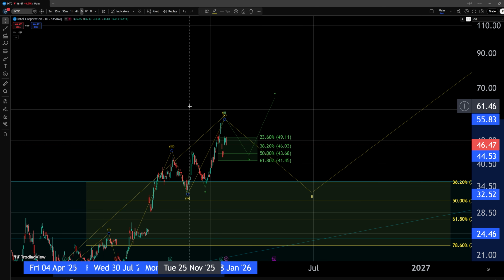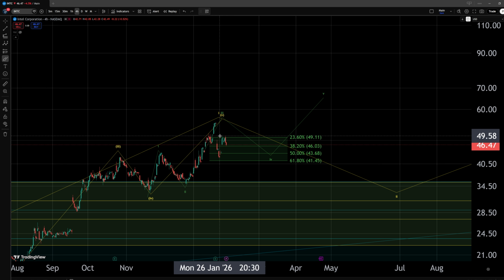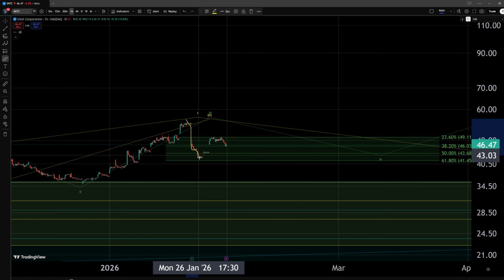But at the moment, the internal structure is rather suggesting to me that we should be looking for further continuation lower. We already have quite a deep retracement, we have pushed beyond the 50% retracement. And not only that, we even have an initial 5-wave move to the downside, in my opinion, within this area that we have been tracking since the previous video already.